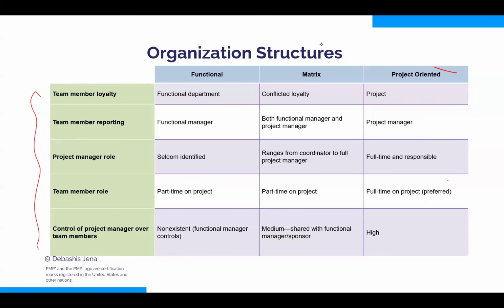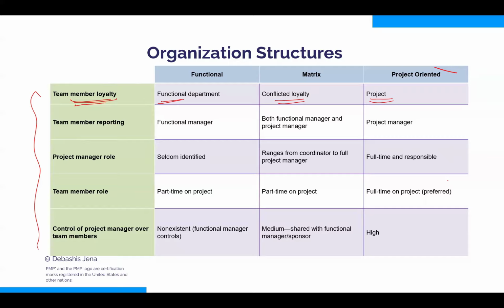Okay. So if you want to see the table, team members' loyalty, I mean the project team members. If it is a functional organization, who will the team members be loyal to? To the functional manager, the functional department. And if it is projectized, then the project manager or project. What about matrix? Conflicted loyalty. You understand? That's what I was explaining, because dual reporting is there.